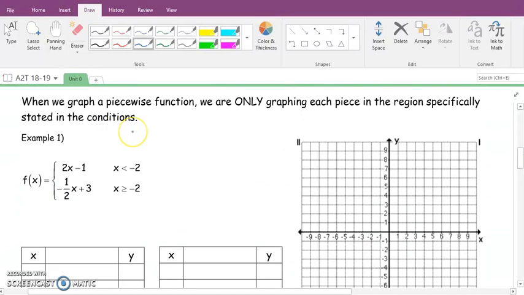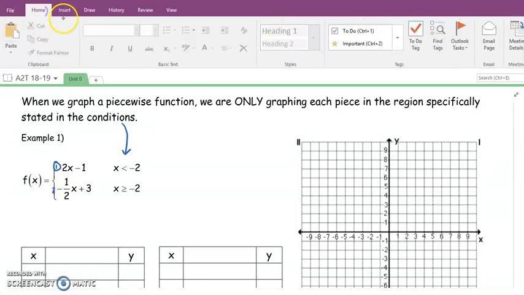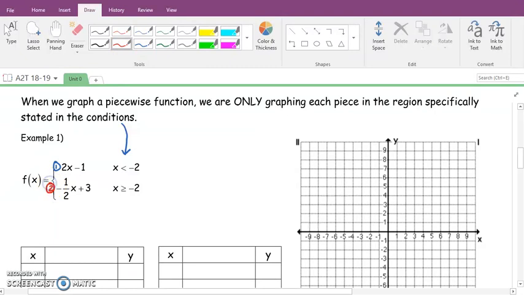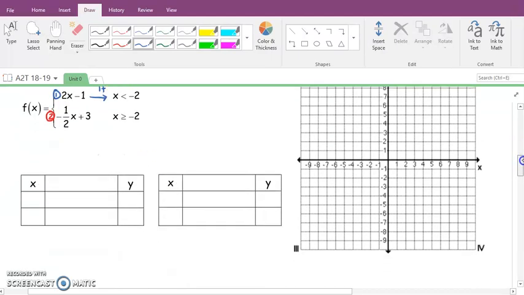When we graph a piecewise function, we're only graphing each piece in that specific region, and they'll tell you that region in the conditions. So for example, example 1 gives us a function f of x equals, and we've got two pieces. We've got 2x minus 1, and then we have negative 1/2 x plus 3. Two different pieces, and it tells us 2x minus 1 applies only if x is less than negative 2. So we're only going to graph that piece on the x values that are smaller than negative 2.